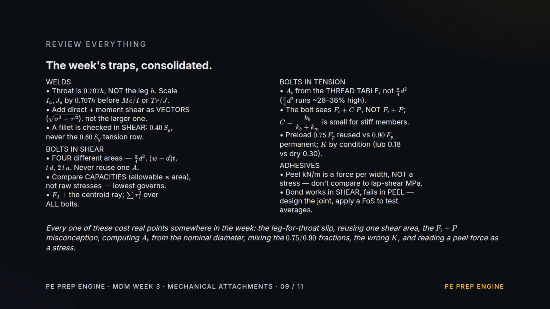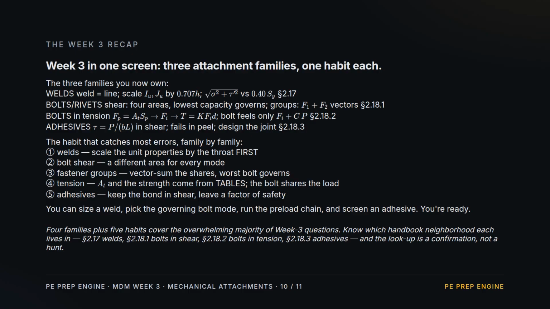The Week 3 recap on one screen. 3 attachment families. Welds, treated as a line and scaled by the throat. Bolts and rivets, 4 shear modes and the fastener group shares. Bolts in tension, the proof load to torque chain, where the bolt feels only a fraction of an external pull. And adhesives, carried in shear but failing in peel. And the habit that catches most mistakes in each. Scale by the throat, a different area per mode, vector sum the group shares, read the tension tables, and keep the bond in shear with a factor of safety. Know which neighborhood each family lives in, and the lookup is a confirmation.